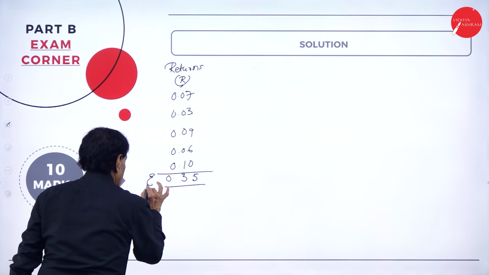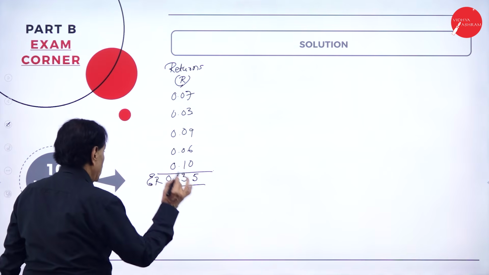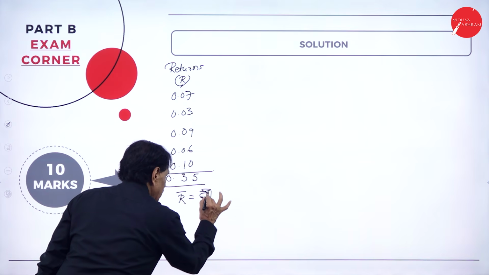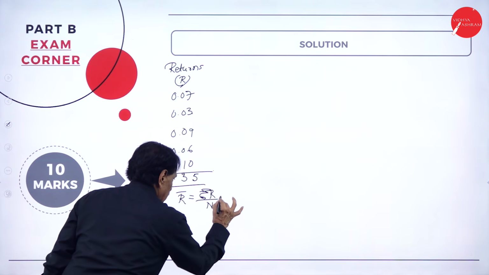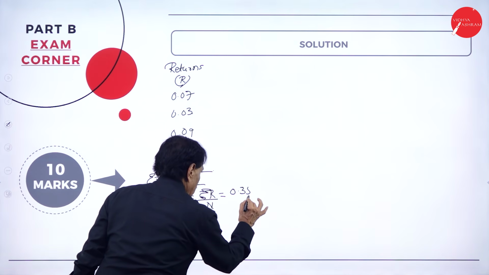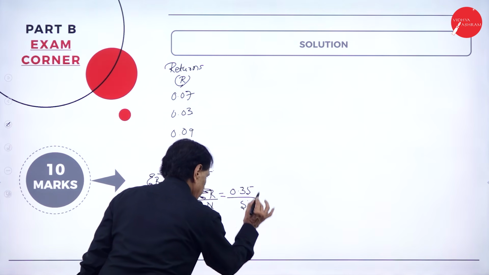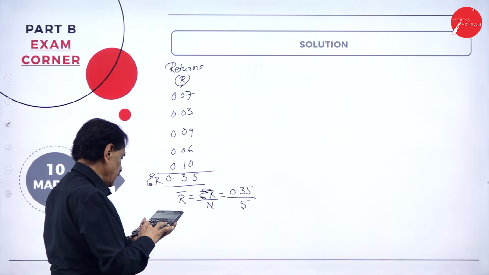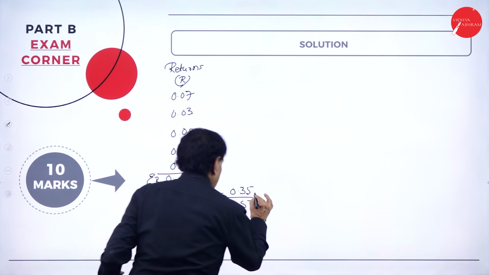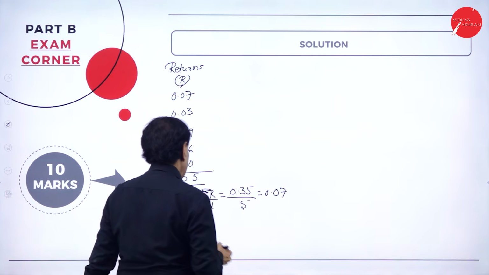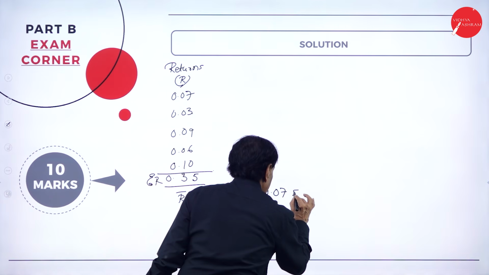This is sigma R. R mean is equal to sigma R divided by N. 0.35, how many years are there? 5. So 0.07. This is the expected return.